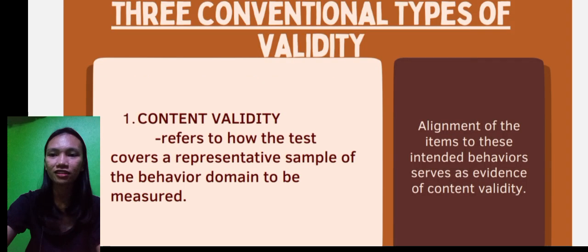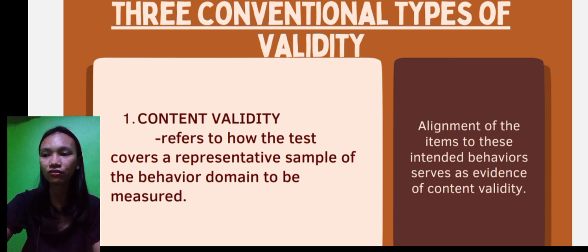So, next slide. There are three conventional types of validity, according to Anastasi and Urbina, 1997. The first one is content validity. It refers to how the test covers a representative sample of the behavior domain to be measured.